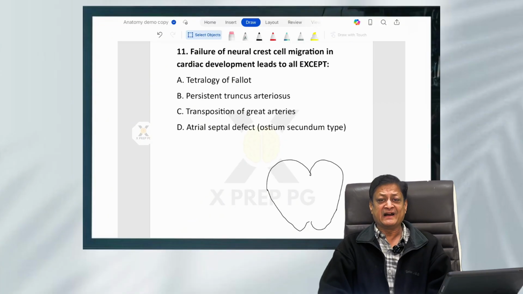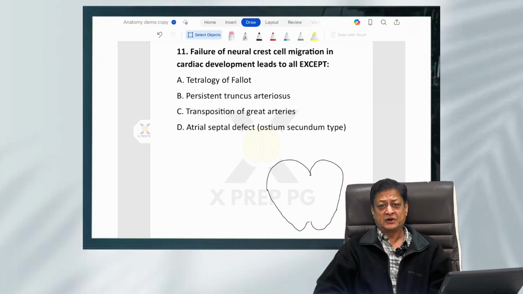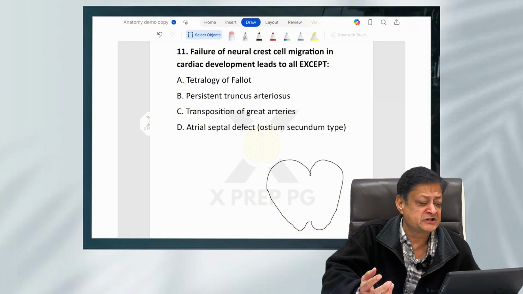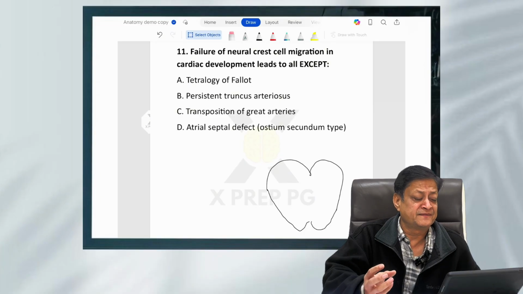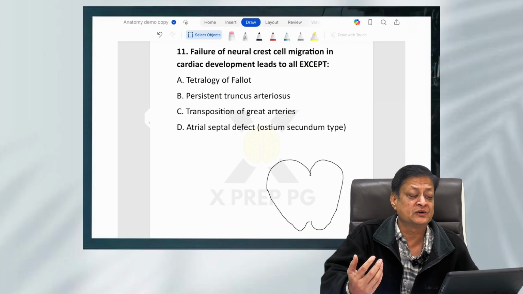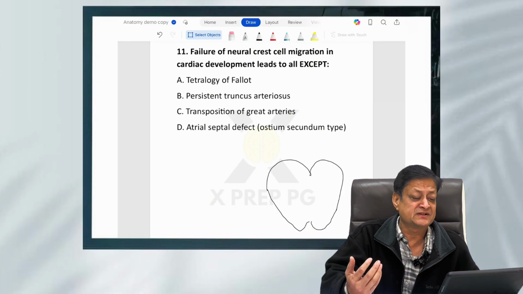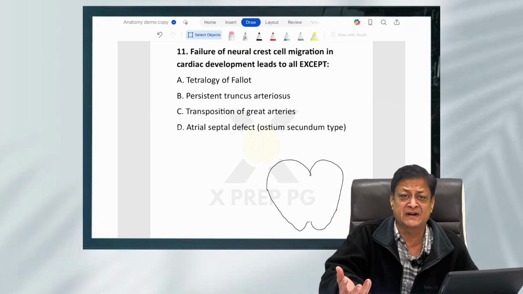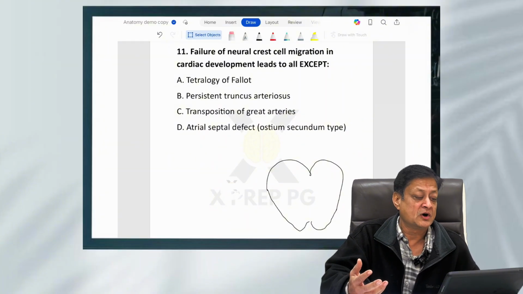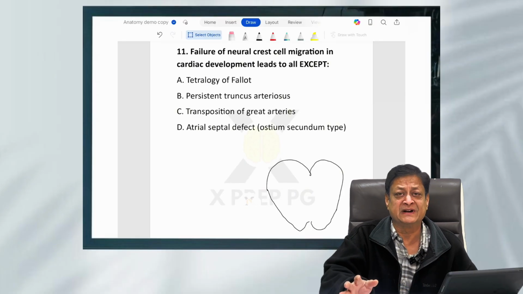Reason: the atria develop from a series of septums called the interatrial septum, septum primum, septum secundum, and septum spurium. All of them have their role in formation of the definitive atrial septum. If there is an atrial septal defect, it is because of these septums and not because of migration of neural crest cells. If neural crest cell migration is defective, it may be responsible for other congenital anomalies of the heart such as tetralogy of Fallot or persistent truncus arteriosus or transposition of great arteries, but not atrial septal defect.